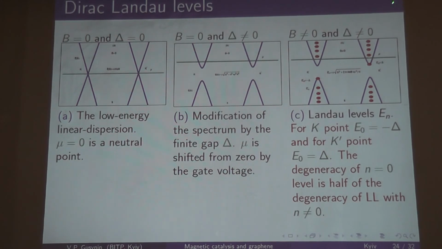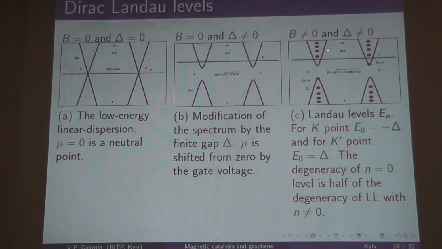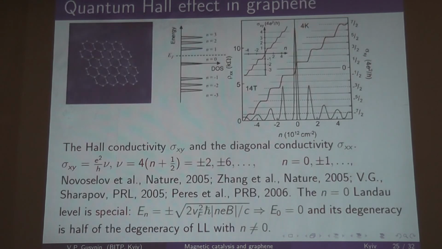So if we combine two spectra, we find that the degeneracy of all Landau levels for n greater or equal 1 is twice bigger than for the zero Landau level. Actually, this is also a reason for the quantum Hall effect, as we know.